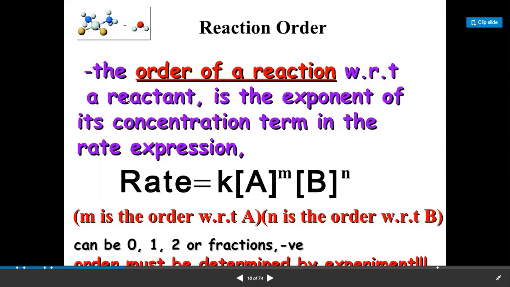Okay. So now we are expressing the rate of reaction with respect to the concentration of reactants. The order with respect to a reactant is the exponent of its concentration term in the rate expression. So this is the rate expression, and here the order is the exponent of concentration. Okay, so it may be 0, 1, 2, or it may be a fraction, or it may be negative. That is the order of the reaction.